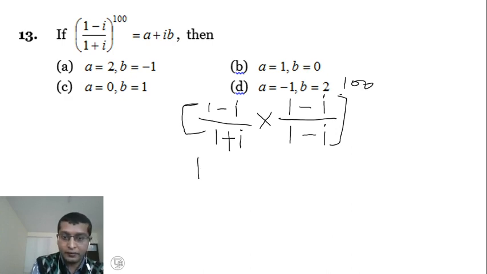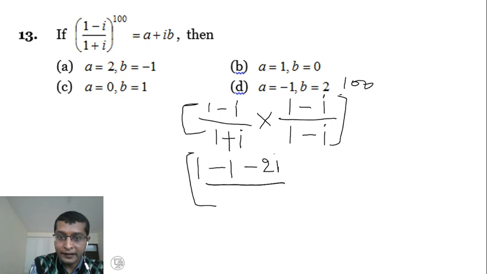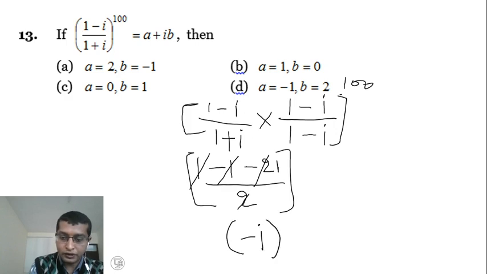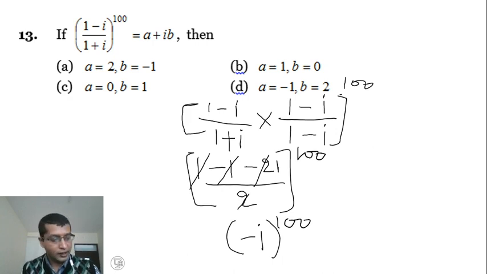So, it is a square plus b square, that we get 1 minus 1, minus 2ab, minus 2i, whole divided by a plus b into a minus b, a square minus b square, 1 plus 1, we get 2. Yes, now 1 gets cancelled, right? Next, 2 also gets cancelled. So, we get (minus i) raised to 100 here.